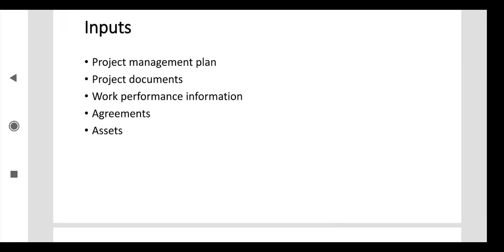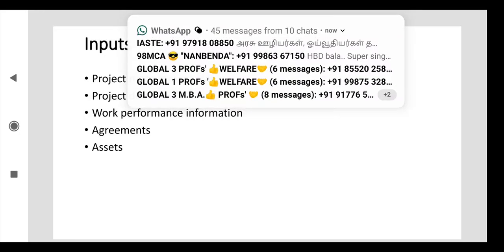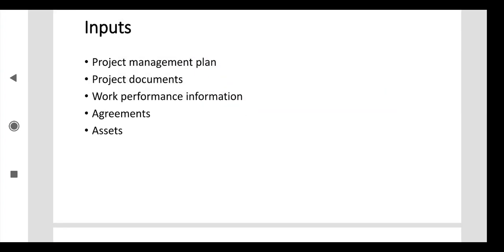Next, what are the inputs related to project monitoring? These are the documents we have to put into the project monitoring process. They are the project management plan, project documents, work performance information, agreements and assets related to the project. These are all the information included for project measurement.